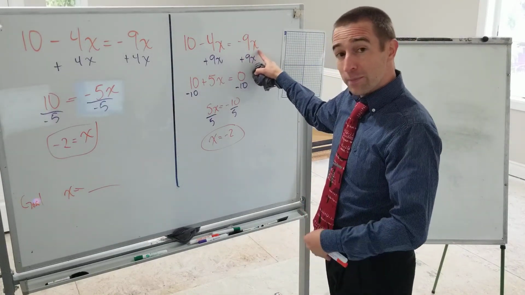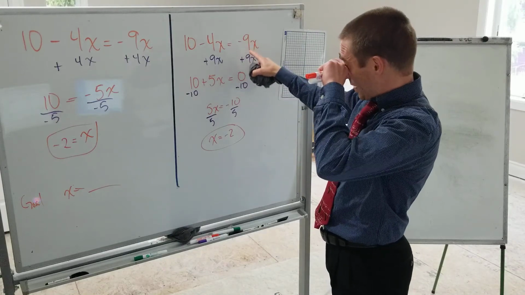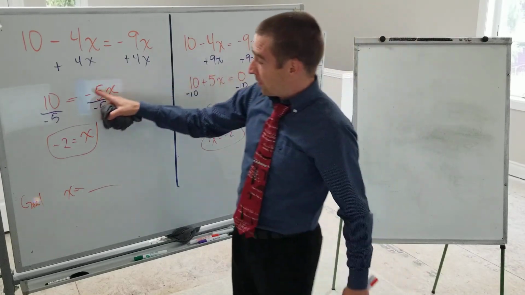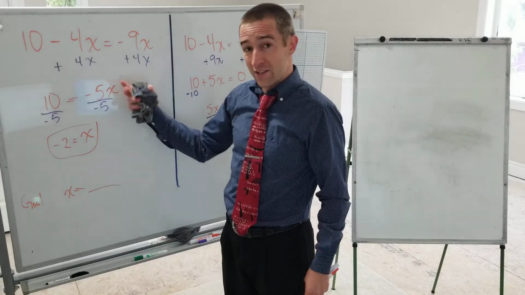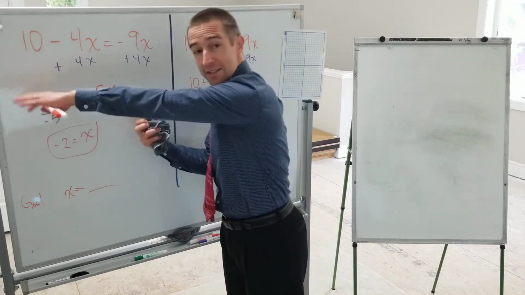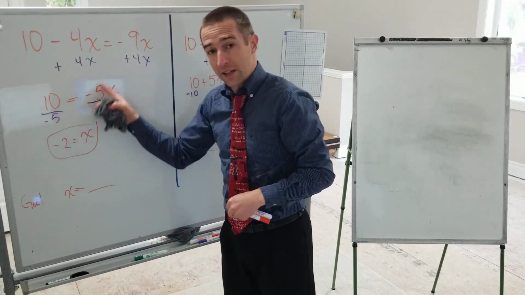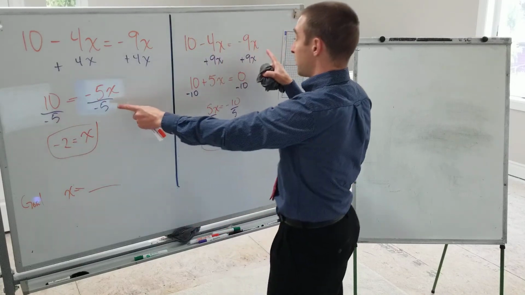All right, and notice on this one, I was getting rid of the negative 9x off of the right. I was trying to make that into a 0. So I added 9x. With this negative 5x, I've got the x all by itself now. There's no other x's out here. So I divided by the negative 5 to undo the negative 5. Those are different things here.